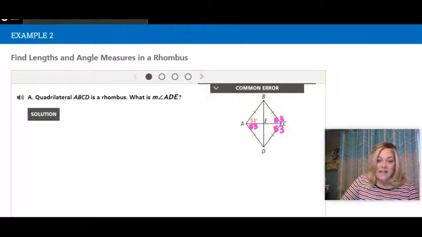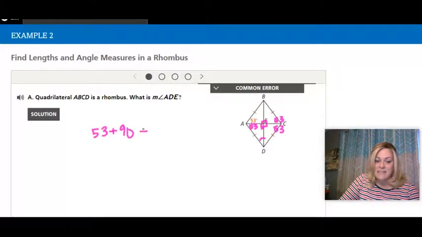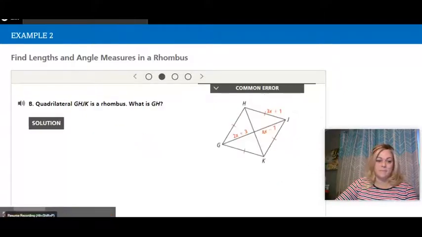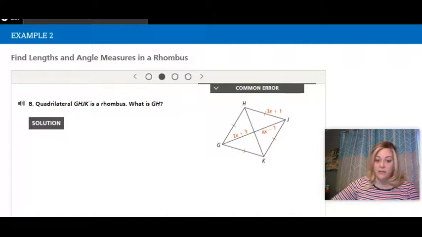If I need ADE, this angle right here, I know that this is 90, this is 90, this is 90. All those are 90. So I have 53 plus 90 plus that angle that I'm trying to get, which I don't know, I'm going to call x. That should equal 180. And I'm going to just highlight this triangle. So it's this triangle right here. If I add these up, combine like terms, and subtract from both sides, you should get the value of x. This is a great example because it has some more algebra involved, and the more algebra we can do, the better off you'll be.